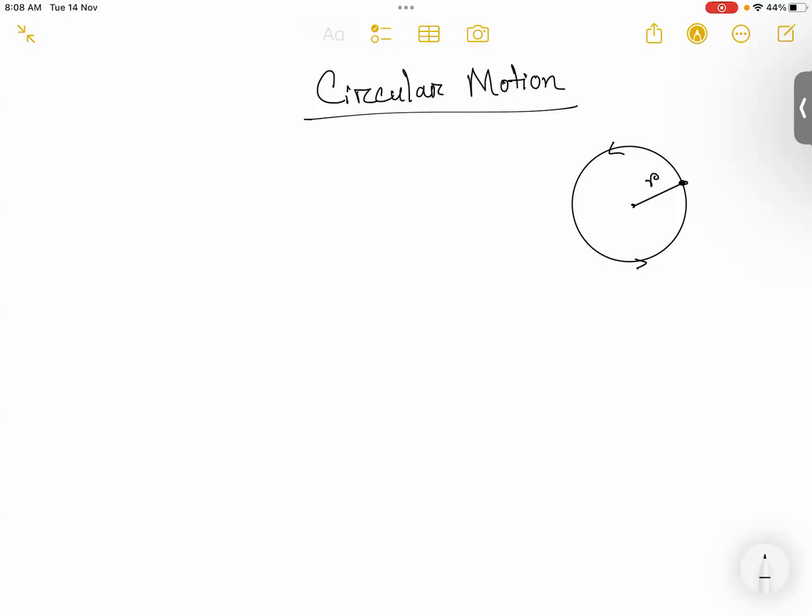We'll need circular motion for, let's say, understanding how a fan works. I mean, how a fan rotates, or how Earth rotates around the sun, or how the wheel of a cycle actually rotates and goes forward. All those things, how the roller coaster works. Okay. So circular motion is ubiquitous in our world.